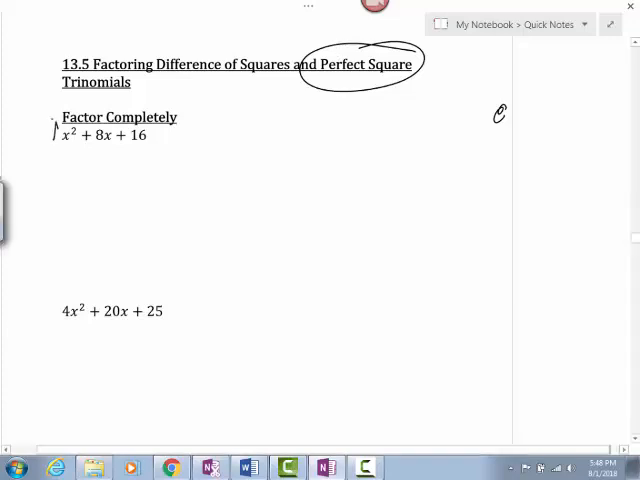So again, I'm going to think of that number there being a 1. So 1 times 16 is 16. I'm going to look for two numbers that multiply to 16, and in this case, add up to 8. It's going to be 4 and 4. Okay. So I'm going to go ahead and write it out: x squared plus 4x plus 4x plus 16.